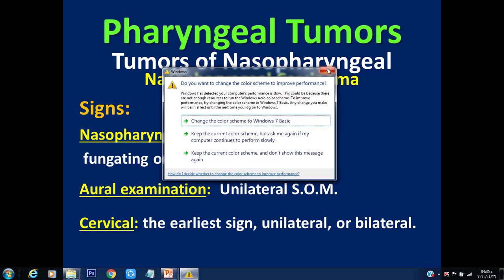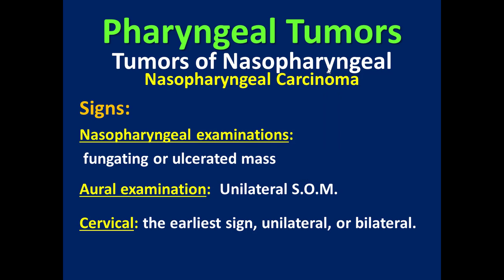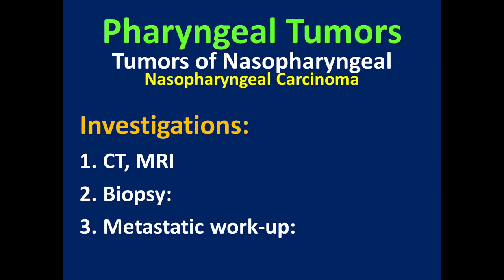The signs of nasopharyngeal carcinoma: on examination you can see a fungating or ulcerating mass in the nasopharynx, and the examination of the ear shows secretory otitis media on one side, and when you examine the neck you can see the lymph nodes, which may be unilateral or bilateral in the neck.